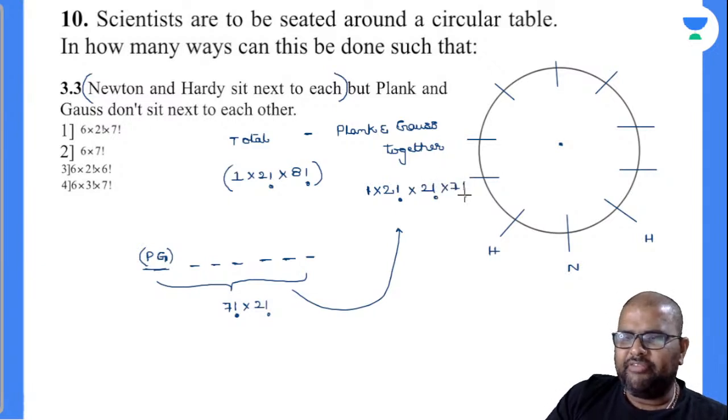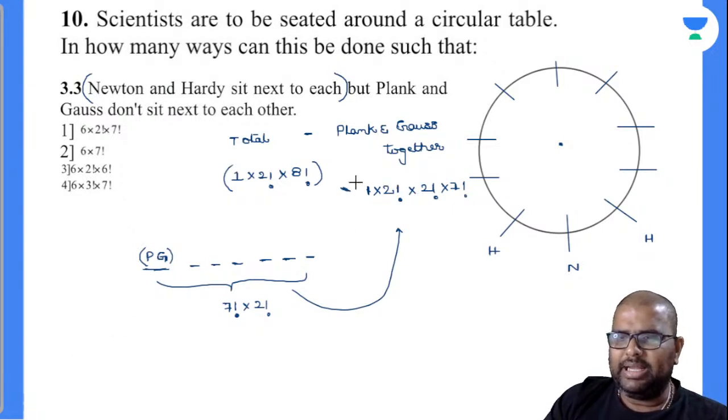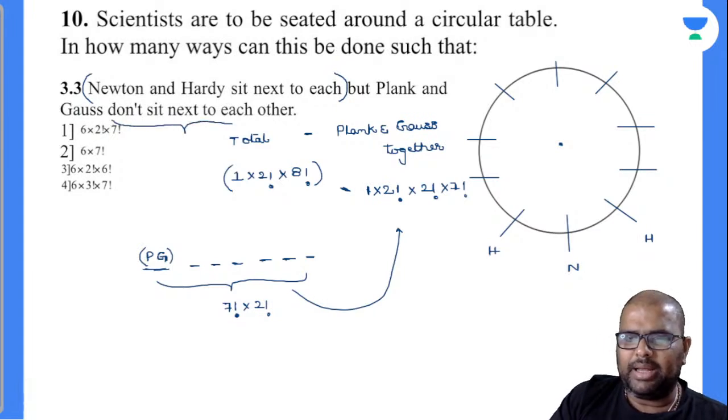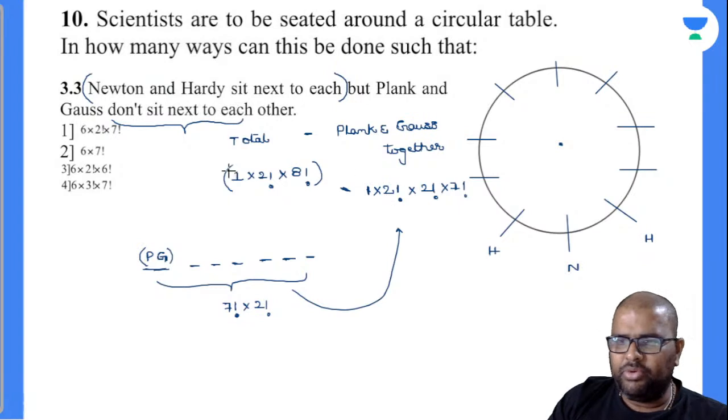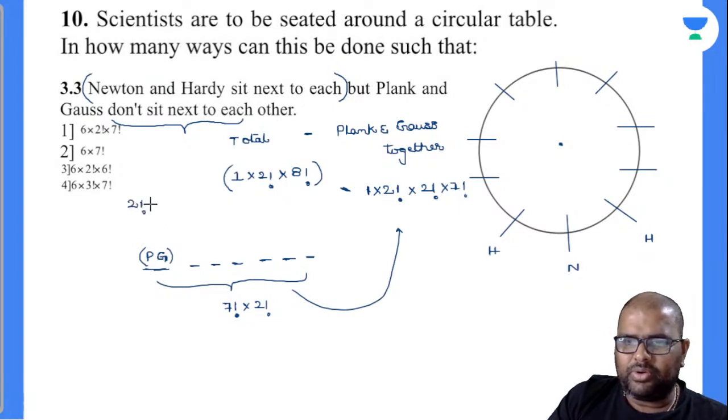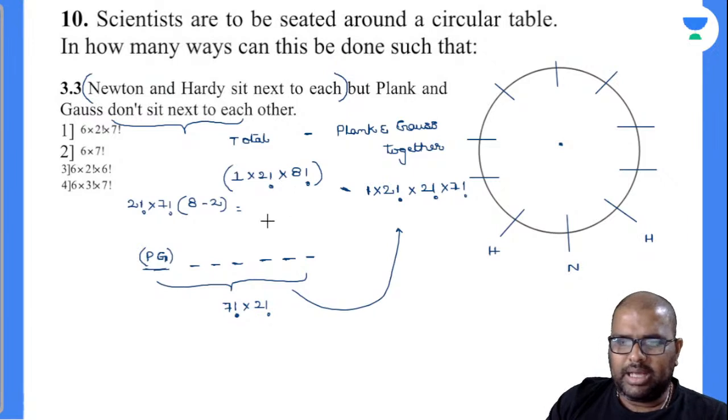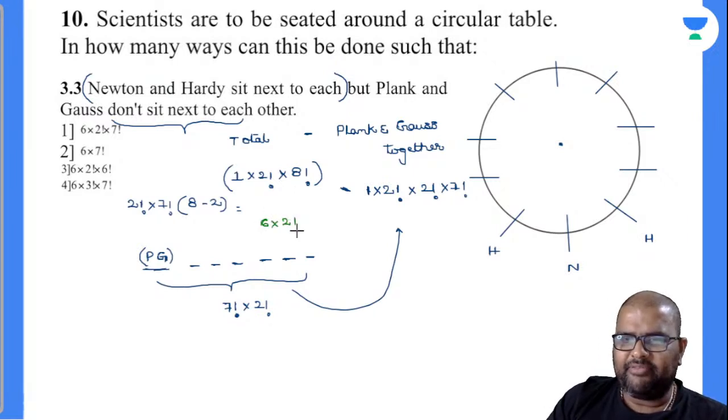Now if I subtract this from the original, automatically I will get my question, that Planck and Gauss do not sit next to each other. Am I right or wrong? Yes. So what can I remove from here? I can remove 2 factorial and 7 factorial. In the first block, 8 will be left over. In the second block, 2 will be left over. So finally, what will be my answer? I'll write it in red ink. My answer will be 6 into 2 factorial into 7 factorial.